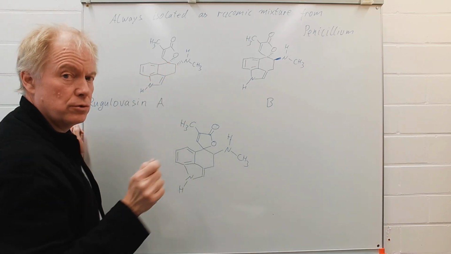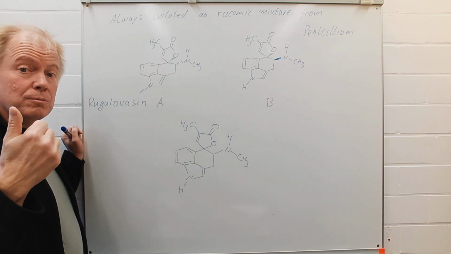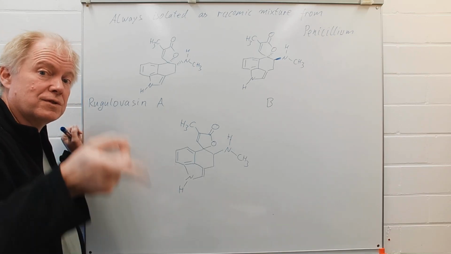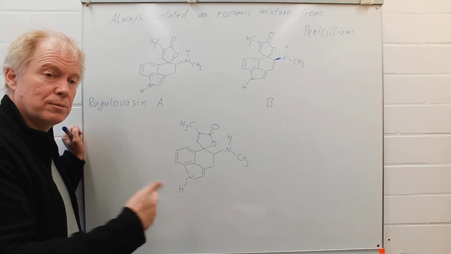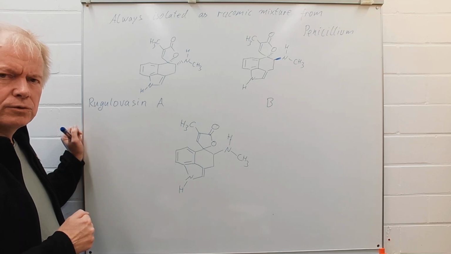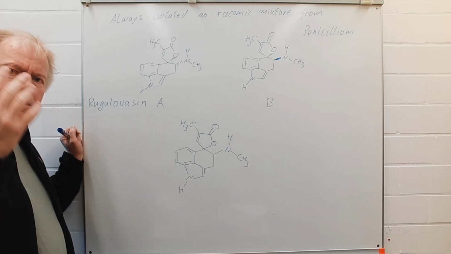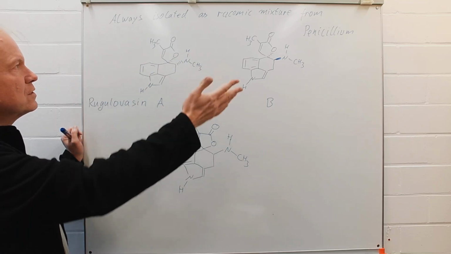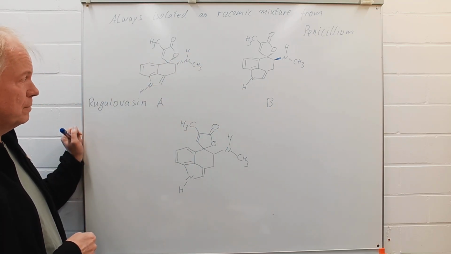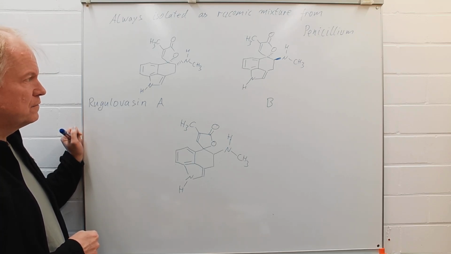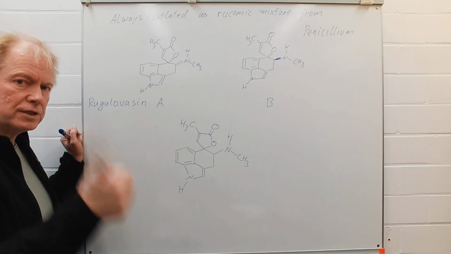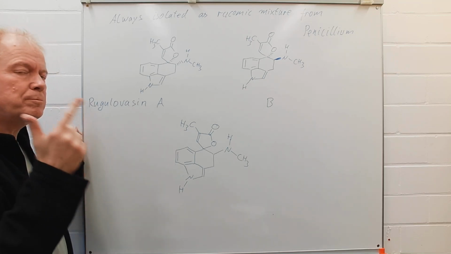We have two stereogenic centers, and this means there are four stereoisomers, two pairs of diastereoisomers with two enantiomers each. So, this is very unusual. Normally you isolate from nature a single enantiomer, but in this case always a racemic mixture. So, what's going on there? Clearly there has to be some mechanism of racemization and epimerization.